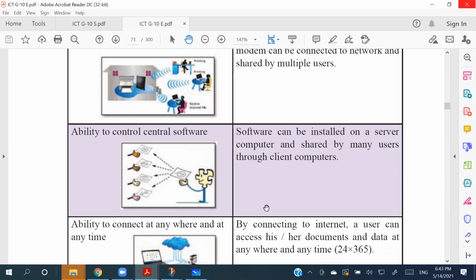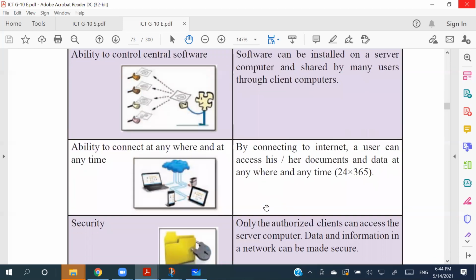But like by the name, available for everyone means when I am working on a word document, the other person does not get to work on my word document itself. They will be having a separate word document, but the same software we are sharing, right? So we can use central software and the ability to connect anywhere and anytime.